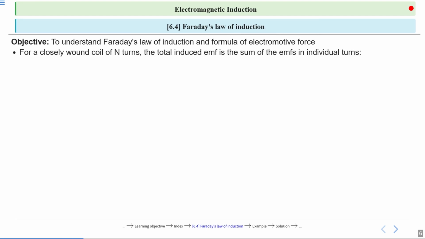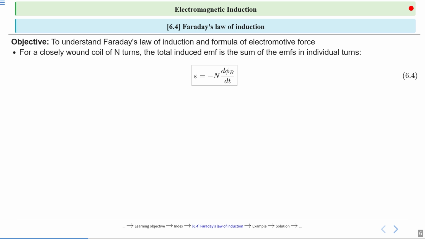Okay, for a closely wound coil of n turns, the total induced EMF is the sum of EMFs in the individual turns. So in one turn, suppose epsilon EMF is induced. For n turns, we have to multiply the formula by n. That means it is the sum of the EMF induced in the n turns. So it can be represented like that.